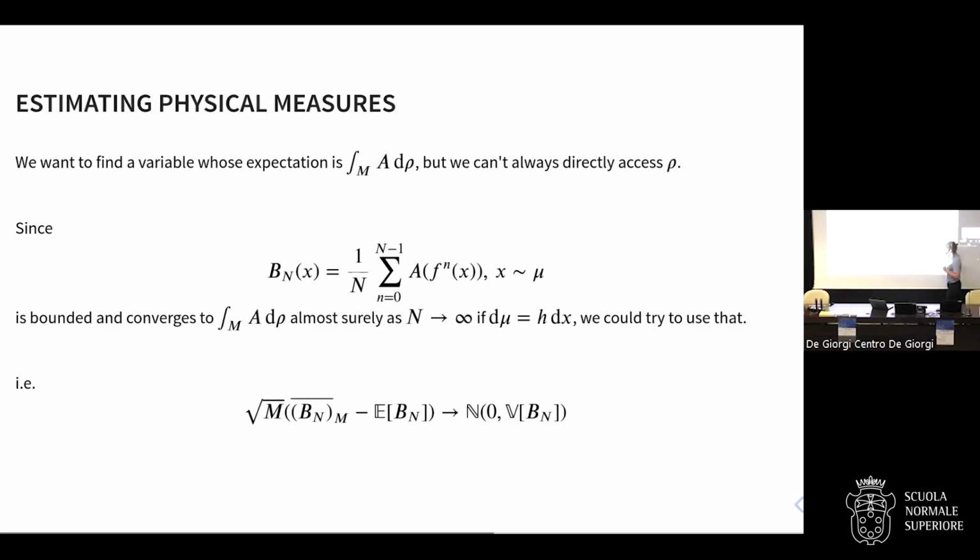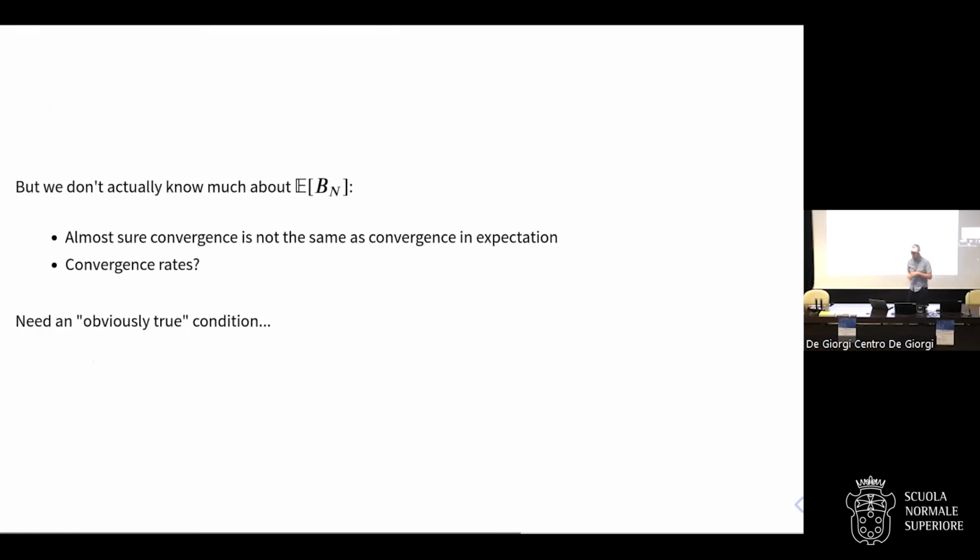So we could perhaps then say, okay, therefore the expectation of Bn of X is going to be close to this, because we have this pointwise convergence, and then we can use the central limit theorem. But we don't actually always know that's the case, because almost sure convergence as n goes to infinity is not the same as convergence in expectation.